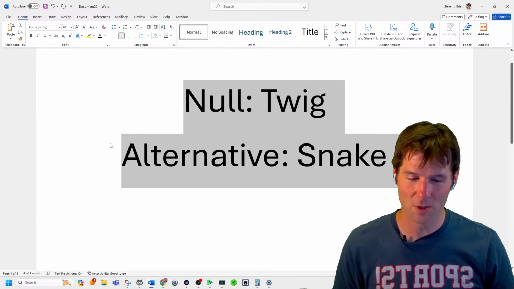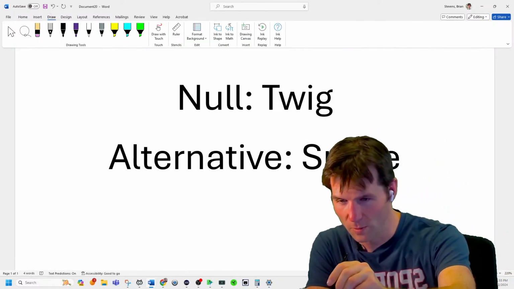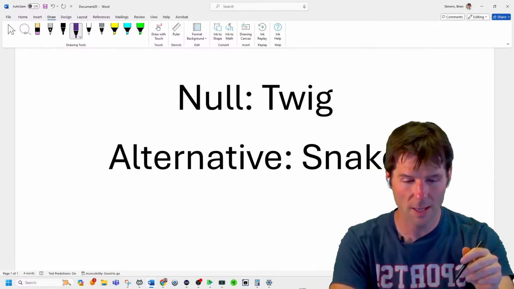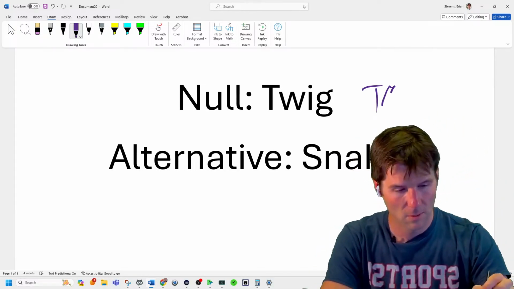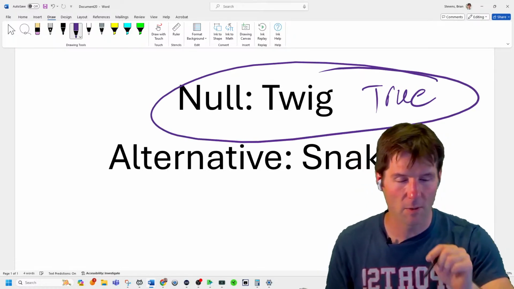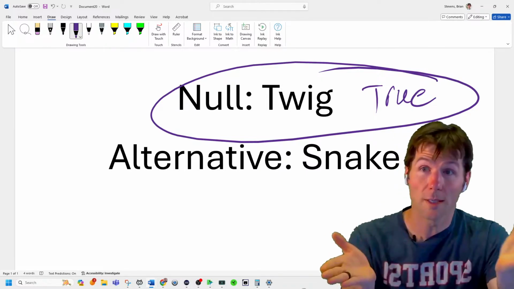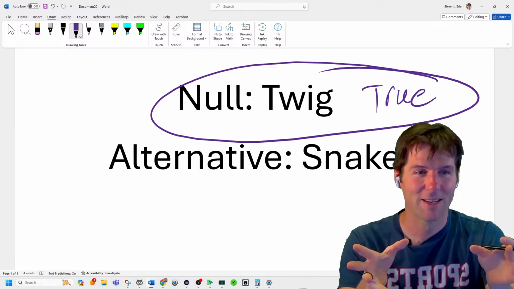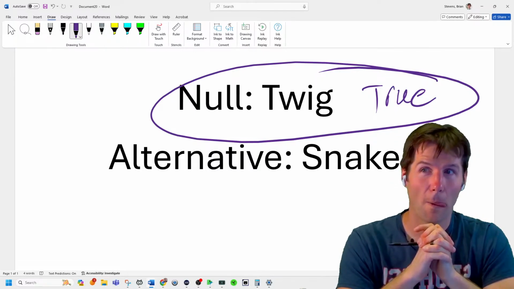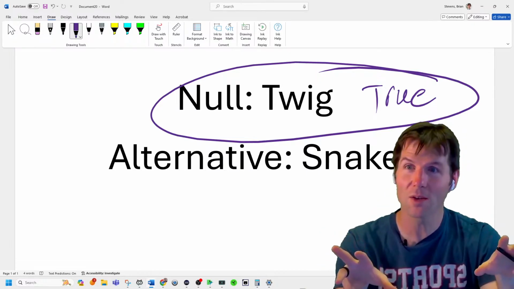So here we are with the null that it's a twig. In a type 1 error, the null is true. What does that mean? In a type 1 error, the null is true. It literally is a twig. So does that make sense? Type 1 error is a false positive. And so if it's true that it's a twig, it is a twig. Does that make sense? It is just a twig on the ground.